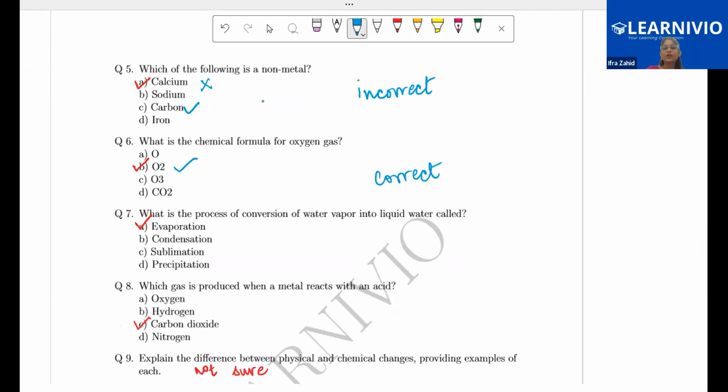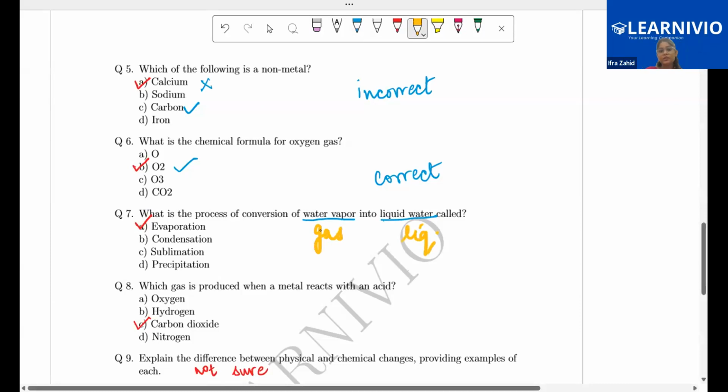Next, what is the process of conversion of water vapor into liquid water called? Can you please tell me this? What is the state of water vapor and liquid water? Can you tell me what are the states of matter for these two things? Water vapor is in which state? Liquid water is in which state? Liquid water is in a state of fluids, and water vapor is in a state of gas. Gases and liquids, correct? So when you convert a gas into liquid, what is this process called?